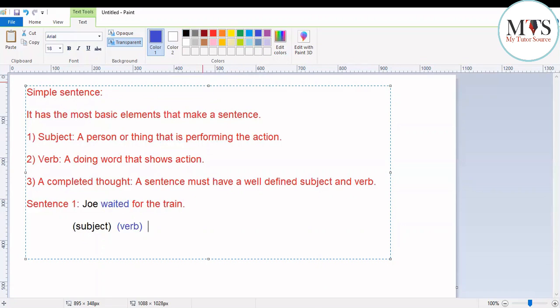Since this sentence has a well-defined subject and a well-defined verb, it has a complete thought. So this sentence can be classified as a simple sentence. So it's not just Joe waited. We know what he waited for. We know that he waited for the train. So it's a complete thought.